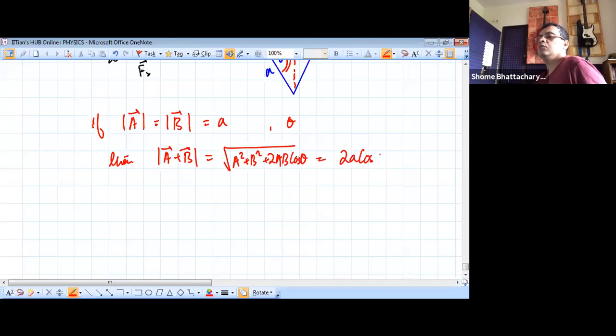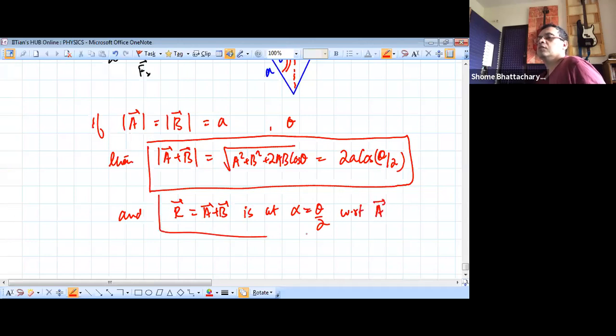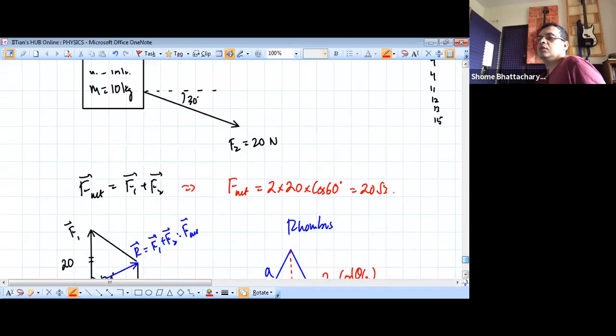That actually becomes 2a cos theta by 2. Okay. So you can use this theorem. And the resultant of A plus B is at alpha equal to theta by 2 with respect to T. So this is that rhombus thing. Okay. Yeah, coming back here, this is half, so this will become 20. It will become 20 newtons.